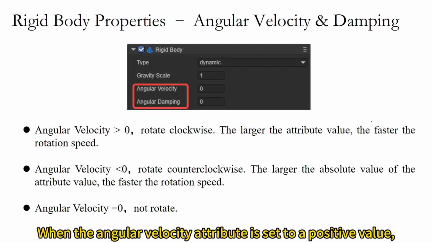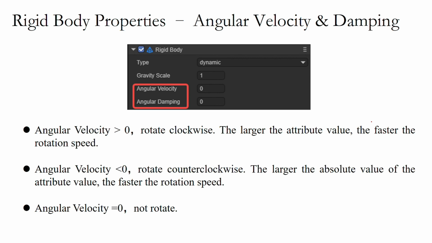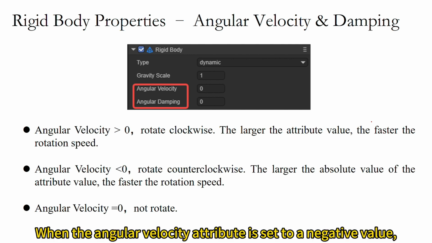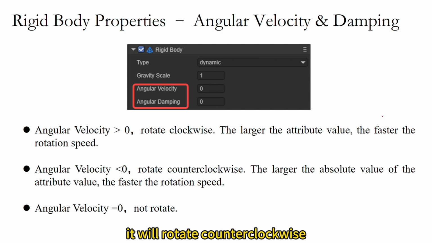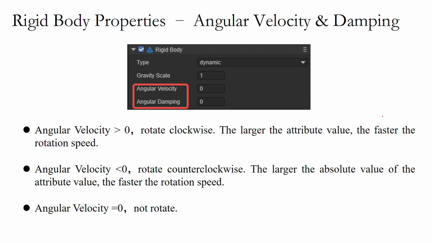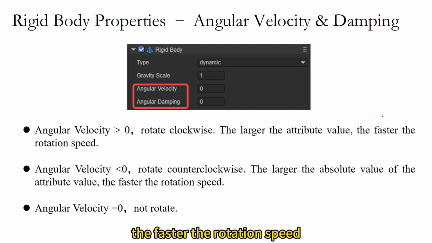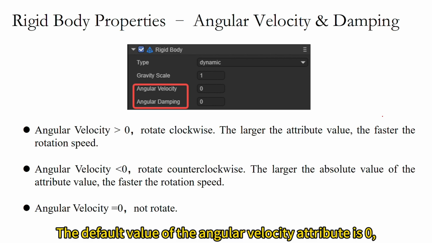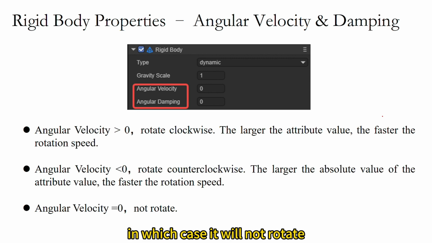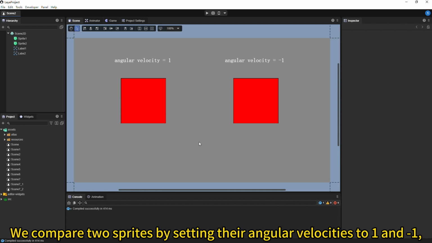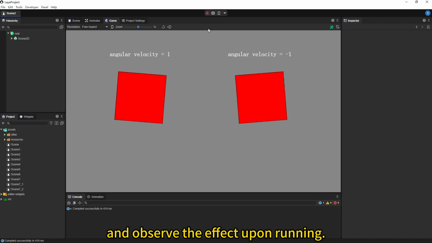When the angular velocity attribute is set to a positive value, it will rotate clockwise. When the angular velocity attribute is set to a negative value, it will rotate counterclockwise. The larger the absolute value of the attribute, the faster the rotation speed. The default value of the angular velocity attribute is 0, in which case it will not rotate. We compare 2 sprites by setting their angular velocities to 1 and -1, and observe the effect upon running.